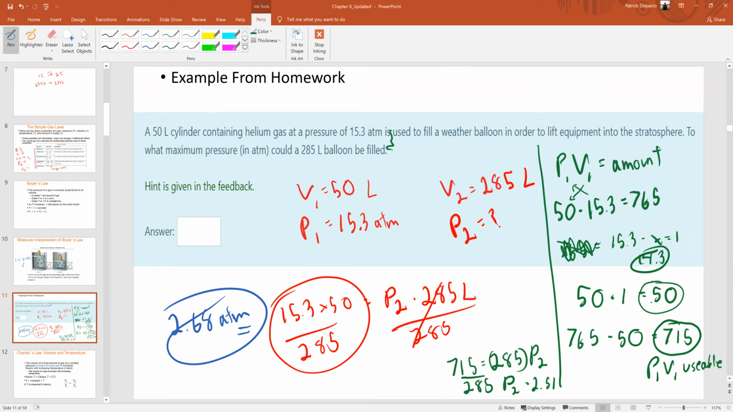So this 50. If we say that P1V1 is the amount of gas, let's say 765 is the total amount that we have in the cylinder. The amount that is usable is when 50 liters at 15.3 fizzes out until the pressure is 1 atm. So when the pressure is 1 atm, how much gas do we have? 1 times 50, because the volume is always going to be the same, 50. So 1 times 50 is how much we have after equilibrium is achieved. So 765 minus 50 will be our usable amount of gas, our P1V1 usable. That's how I got the 50. It's the non-usable, because we can only release pressure until we get to 1 atm.